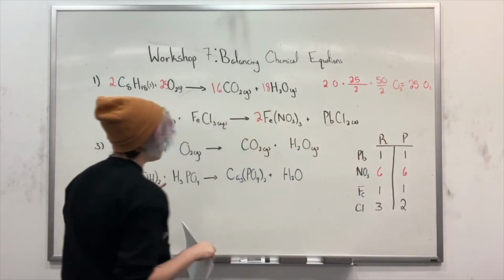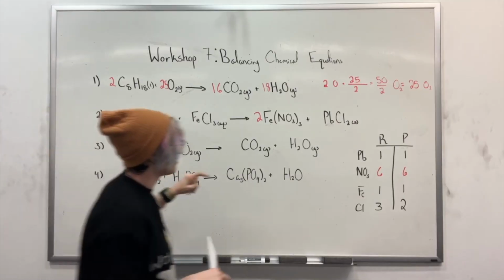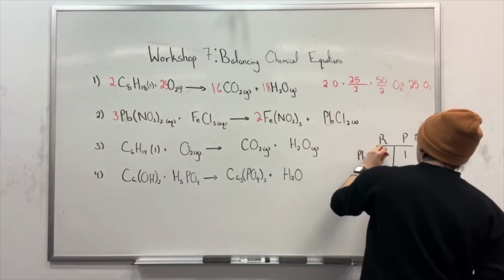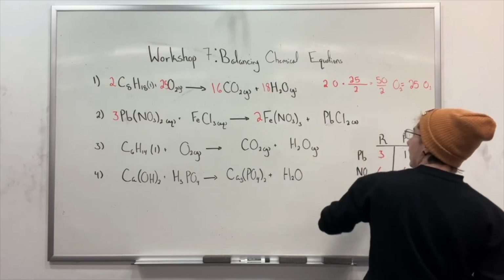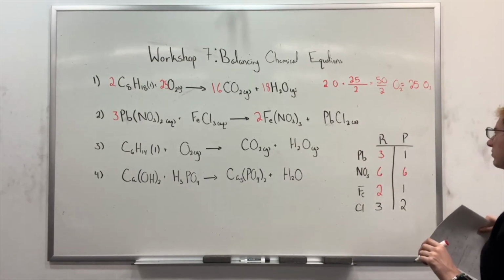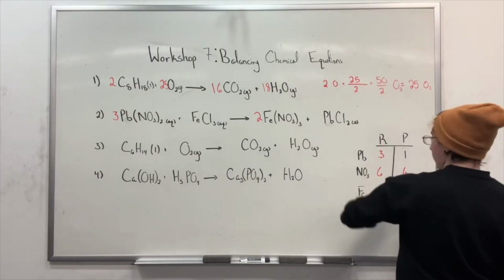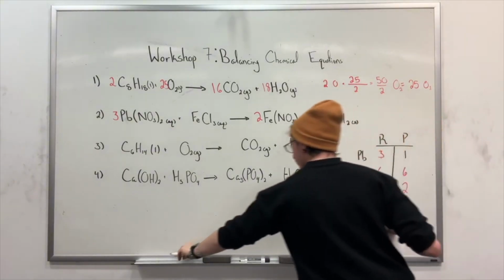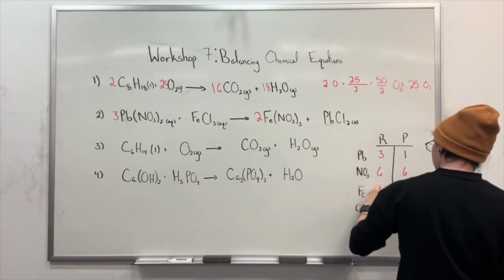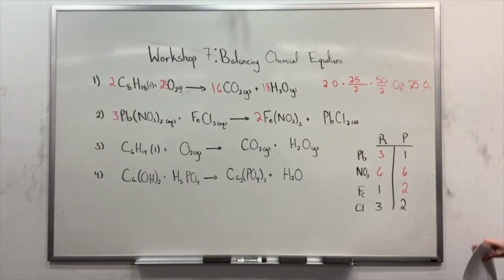And now we have to focus on what we changed by adding these coefficients. It's lead nitrate, so now we have 3 lead on our reactant side. And it's iron nitrate, so we now have 2 iron on our product side. So our nitrate is balanced, but now we've unbalanced our lead and our iron.